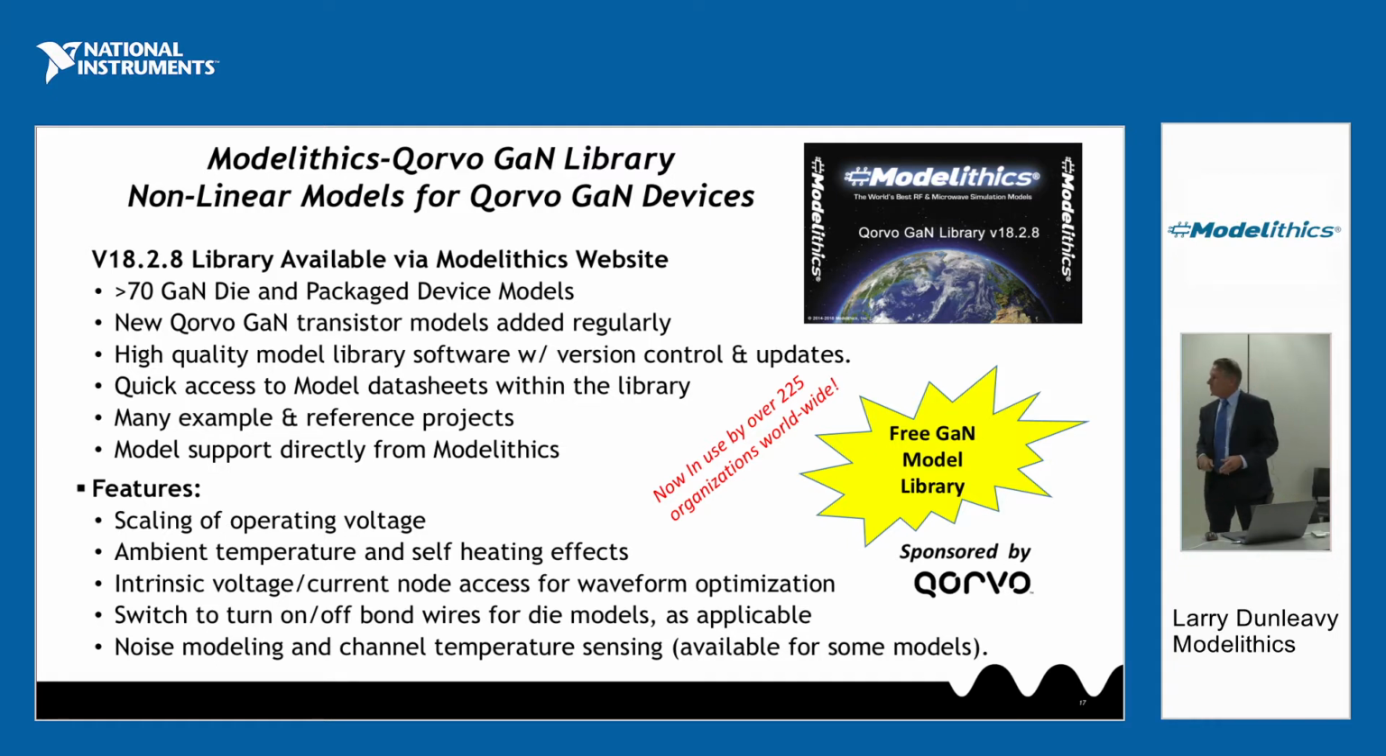Now the model we use for this is a Modelithics customized version of the Angelov model, and it has features like, in some cases, scaling of the operating voltage, VDSQ, ambient temperature, self-heating effects, and intrinsic voltage current sensing. Sometimes there's a switch to turn on and off bond wires if they were part of the test fixture, and some of the models have noise modeling and channel temperature sensing. Okay, the best part for designers is that it's free, and it's now in use by over 225 organizations worldwide, so it's pretty popular.